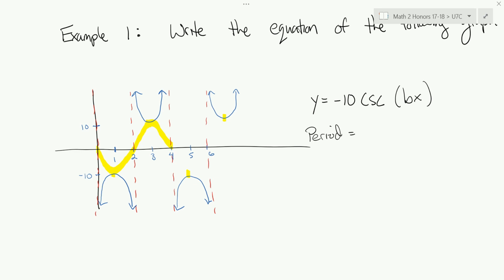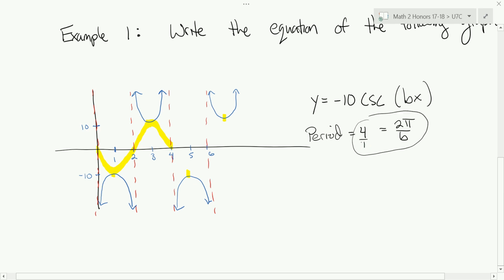So the period of the sine function is 4. So the period of our function is also going to be 4. And I know that that's equal to 2 pi over b, and that equation is going to help me solve for b. So I'm going to set up a proportion here in which I cross multiply and get 4b is 2 pi. I'm going to divide by 4 and reduce my fraction, and I end up with b is pi over 2. And so now I can write my equation: y is negative 10 times the cosecant of pi over 2 times x.